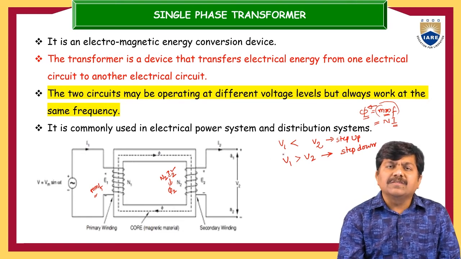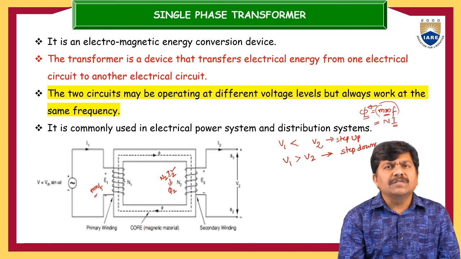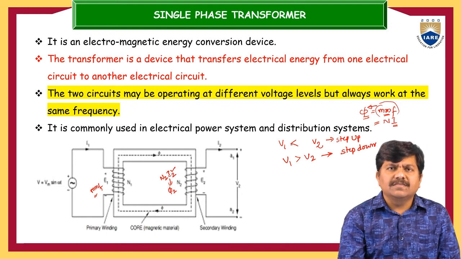But what about the frequency? Frequency is a major and very important point in AC circuits. In the transformer, even though the voltage levels may change from primary to secondary, and current levels may also change from primary to secondary, the frequency never changes. Frequency will remain the same. That is a very important point.